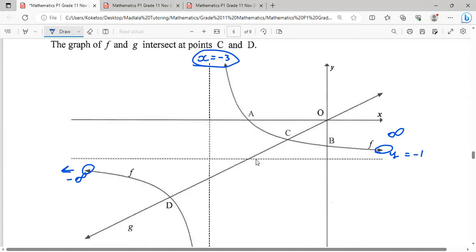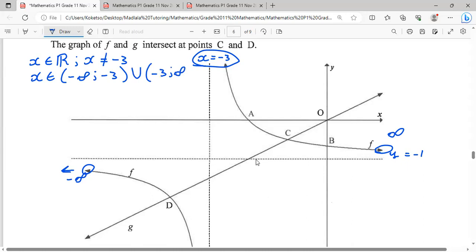So this is how you can say it. You'll tell them that x is an element of all the real numbers because it's defined everywhere except where x is -3. So that's how you can say it. Or if you prefer, you can tell them that x is an element of all the values from -infinity up until -3. We don't include -3. And this is in union with all the values from -3 up until +infinity, like that. So that's how you find your domain.